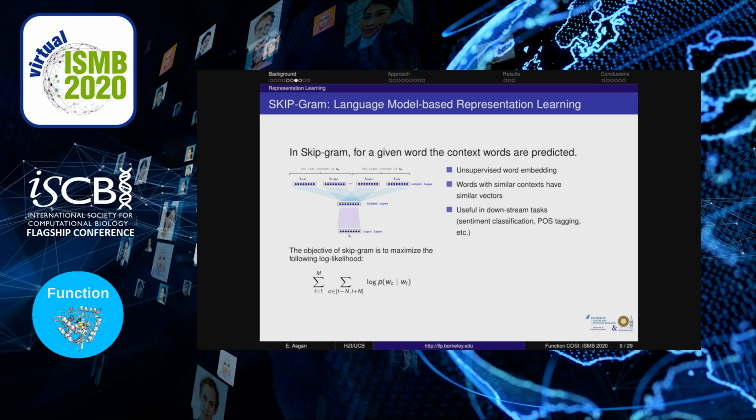And it has been shown that this representation is useful in downstream NLP tasks, sentiment classification, part of speech tagging, or parsing, or any kind of NLP task. Let me emphasize that the training of this network is unsupervised, or more accurately, self-supervised. So we only need the raw text or raw sequences to train such a network, and then cut the network in the middle and have the representation for word xt.